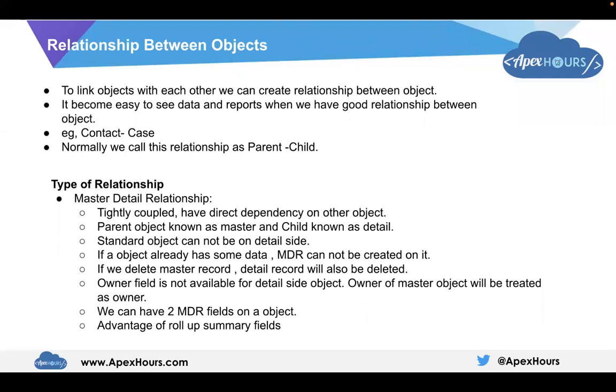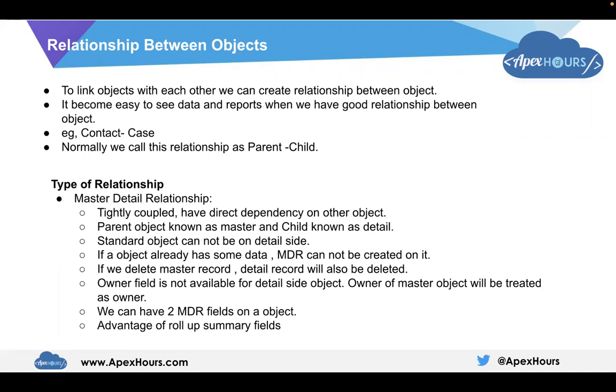First is the master detail relationship. In a master detail relationship, the two objects are tightly coupled, and we have a direct dependency on the other object. The parent object in this relationship is known as master, and the child object is known as detail. A standard object cannot be on the detail side. If you are going to create a master detail on any standard object, it will not allow you to.